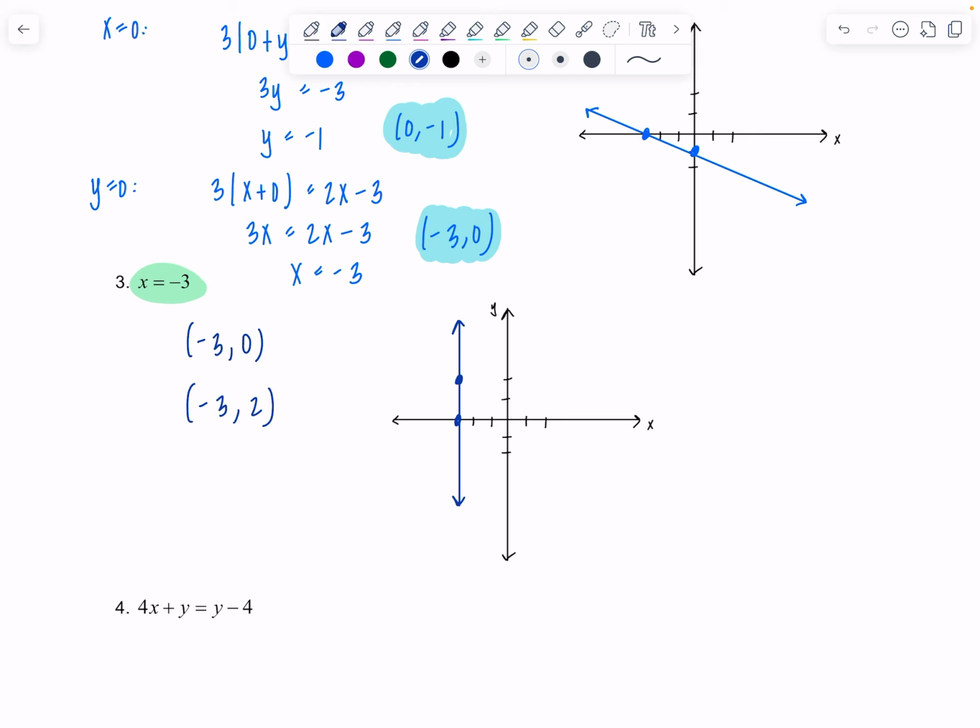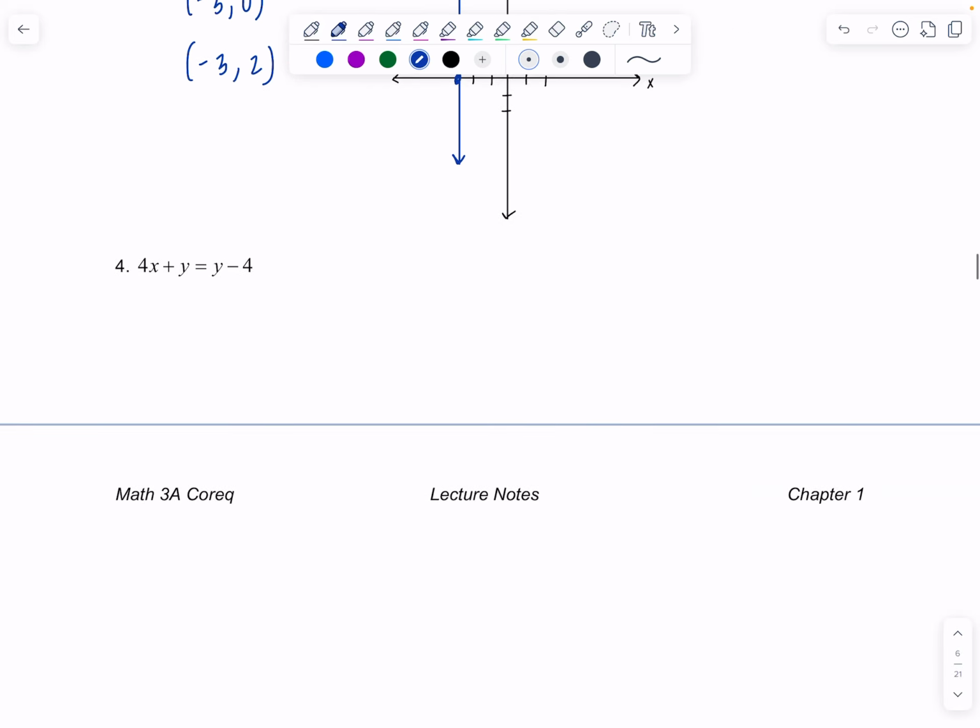Okay. Next one. 4x plus y equals y minus 4. So let's try substituting in x is 0. So 4 times 0 plus y equals y minus 4.